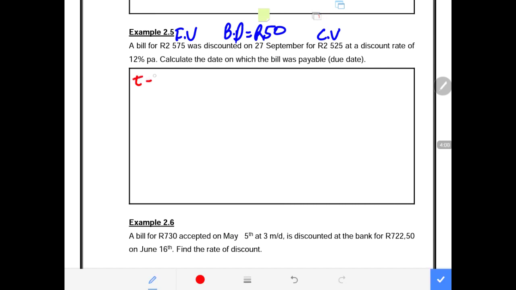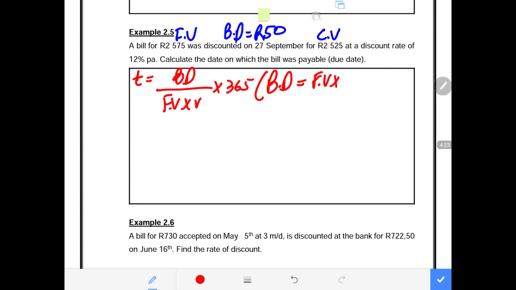Remember, T is equal to banker's discount divided by the face value times the rate times 365. I explained the formulas to you previously, that we are extracting all these formulas from the main formula. Banker's discount is equal to face value times the rate times T, which is our unexpired period. Whichever one you're looking for here, you make it the subject of the formula. If you're looking for T, you divide by face value times rate. This cancels this, then your T will be equal to the banker's discount over face value times the rate.